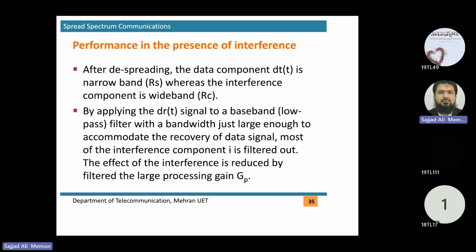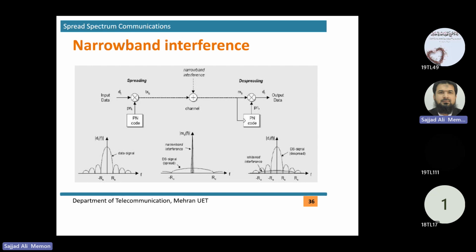After despreading, the data component d(t) is narrowband, whereas the interference component is still wideband. By applying the signal to a baseband low pass filter with a bandwidth just large enough to accommodate the recovery of the data signal, most of the interference component is filtered out. The effect of the interference is reduced by the large processing gain G_p.